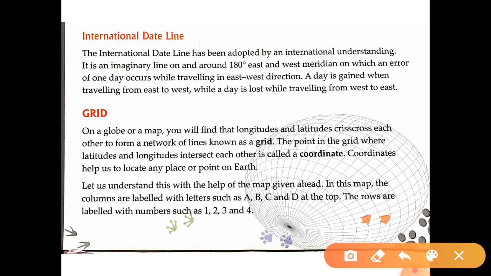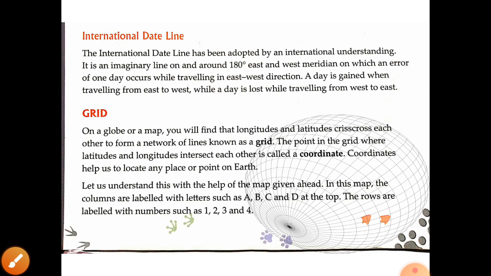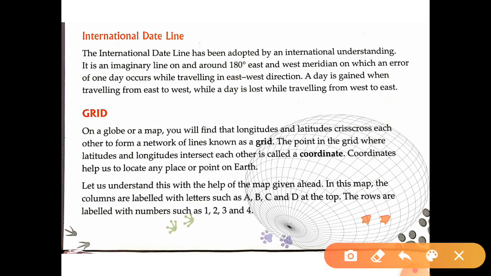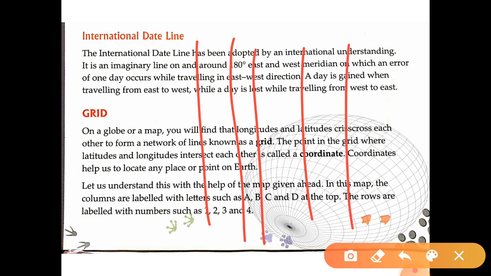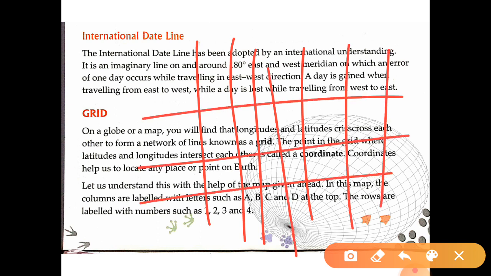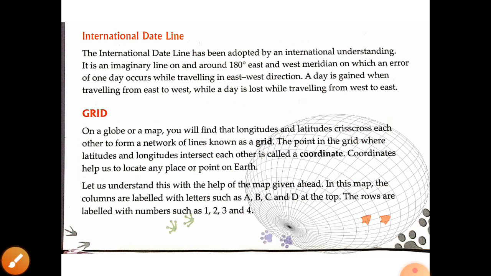As you can see in this globe, there are a number of grids. The point in the grid where latitudes and longitudes intersect each other is known as a coordinate. For example, these are longitude lines and these are latitude lines. The place where the latitude and longitude meet, this one point, is known as a coordinate, which helps us to locate any place or point on earth.